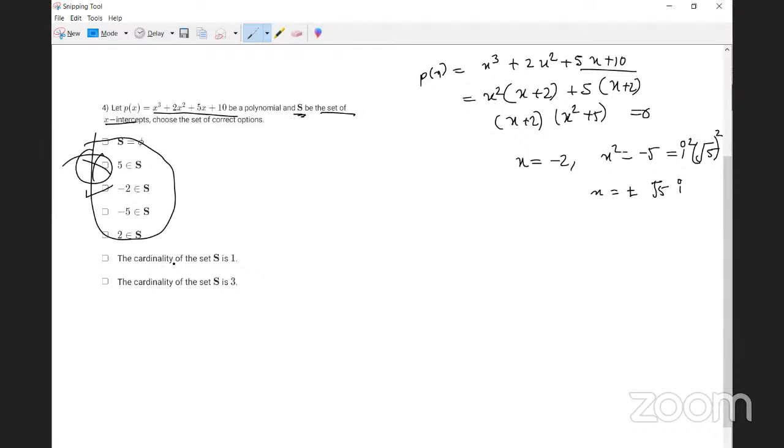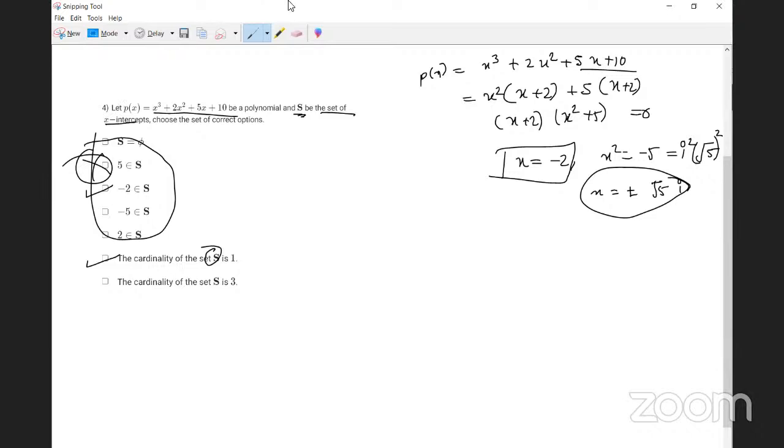And the cardinality of the set will be how much? 1, sir. Why? Because the other two roots are complex numbers, and we are considering only real numbers here. So this one is the answer, right? Minus 2 belongs to this set, and the cardinality of the set is 1.